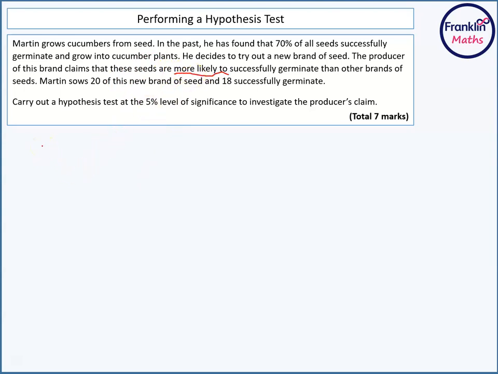Right, first thing we're going to do is define our variable. So in this case here, we're going to say X is equal to the number of seeds which germinate. It's almost like you need to set all the rules out before you start doing the maths. Now you can see here, this is worth 7 marks. This is a real exam question. I've got the mark scheme sat next to me so I can see exactly every single point I can make.